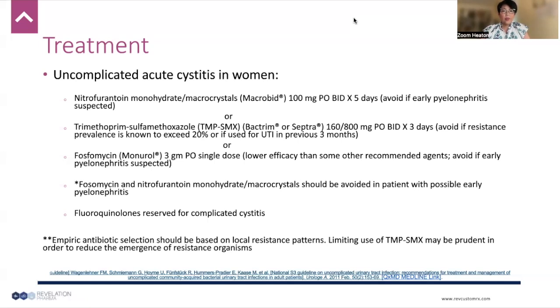Empiric antibiotic selection should be based on local resistance patterns. Limiting use of your trimethoprim-sulfamethoxazole combo may be prudent in order to reduce the emergence of resistant organisms. Resistance to the trimethoprim-sulfamethoxazole combo has been associated with concomitant resistance to other antibiotics, and because of the importance of maintaining the effectiveness of Bactrim for treatment of serious infections, German national guidelines no longer recommend this agent as first-line empiric treatment for uncomplicated cystitis.